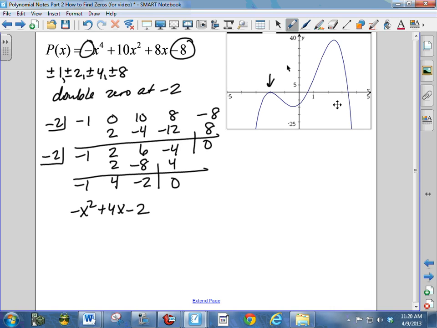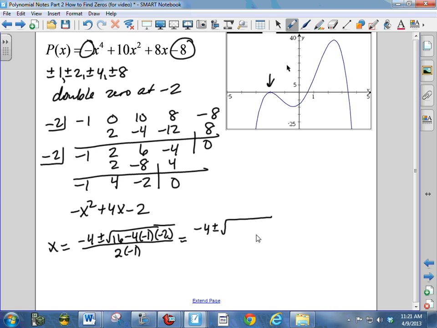So using the quadratic formula, x equals negative b plus or minus the square root of b squared minus 4ac. And remember, that's a negative 1 and a negative 2 here, all over 2a times negative 1. So we have negative 4 plus or minus the square root of negative 4 times negative 1 times negative 2 is negative 8. So we have 16 minus 8, which is 8. And this is over negative 2.